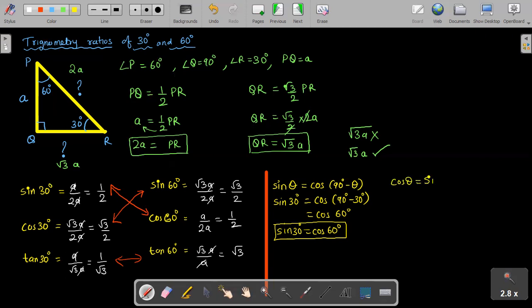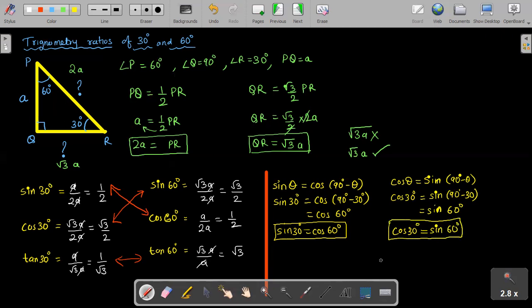Cos theta equals sine 90 minus theta. So cos of 30 degree, sine of 90 minus 30, 90 minus 30 is 60. So we know that cos of 30 degree is equal to sine of 60 degree. That we have already seen here that cos 30 and sin 60 both have the same value. So from here also we know this point, and from this also we know this point.